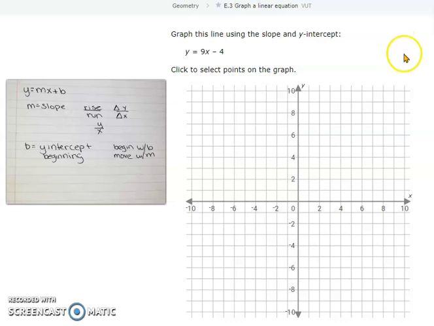Graph this line using the slope and y-intercept. Y equals 9x minus 4. So negative 4 is my y-intercept, and my slope is 9, positive 9. And I'm going to write 9 as a fraction as 9 over 1. So I'm going to go up 9. 1, 2, 3, 4, 5, 6, 7, 8, 9, and over 1.